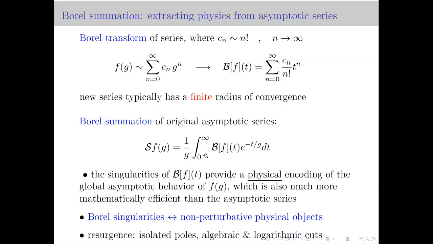And the idea of Borel is that if you can now understand the analytic properties of this Borel transform function, which is now a convergent series, you have a hope of being able to reconstruct the analytic continuation properties of the original function.